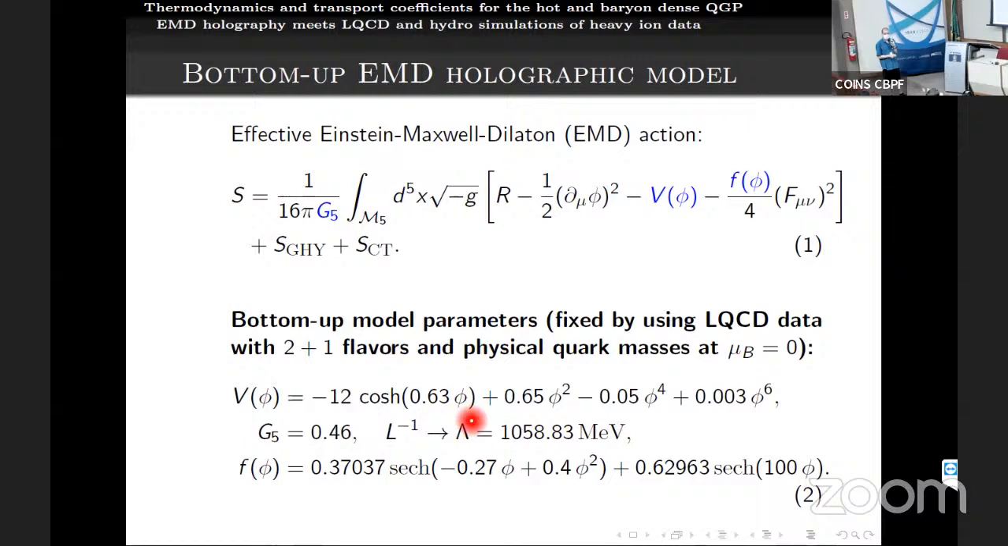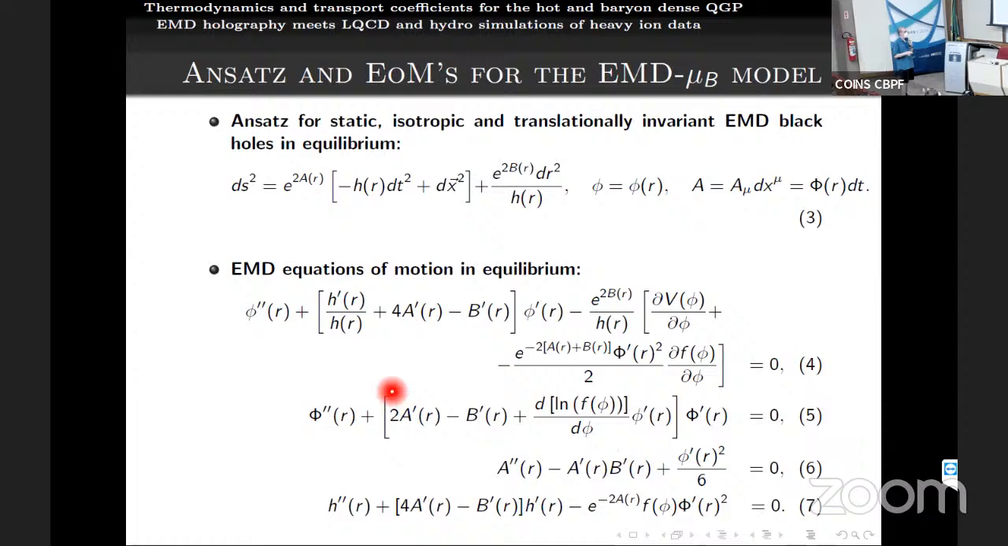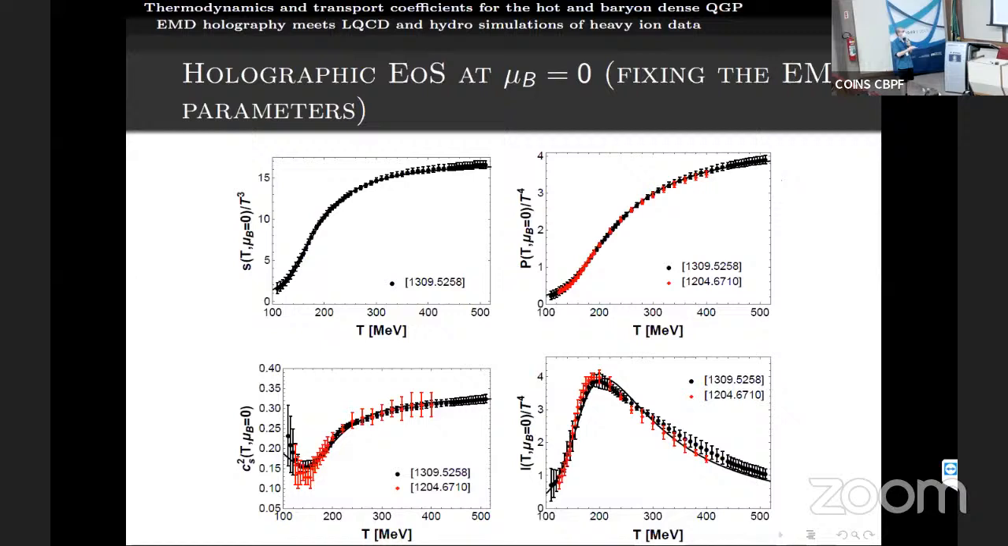So where did these results come from? They come from solving these equations of motion here, and then applying the holographic dictionary to calculate the boundary quantum field theory observables. And then we try to match the results from the holographic model with the results for lattice QCD, specifically for this set of four observables, which are the entropy density, the pressure, the speed of sound squared, and also the trace anomaly of the energy momentum tensor, all of them calculated at zero baryon chemical potential, okay?